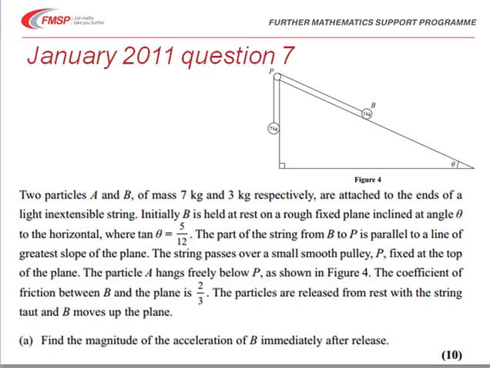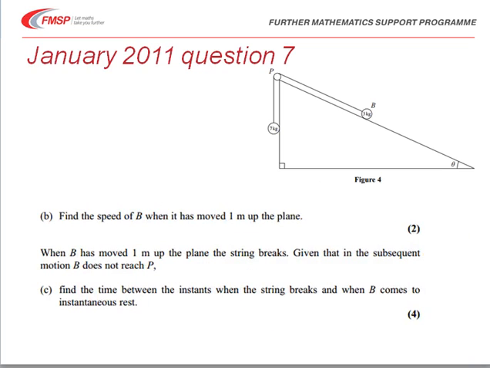Find the magnitude of the tension, and find the magnitude of the acceleration of B immediately after release. Now that's the first part of the question. Once we've got the acceleration, the question goes on to say, find the speed of B when it has moved 1 meter up the plane, and then says at that point the string breaks. Given that the subsequent motion of B does not reach P, so it's going to stay on the plane, find the time between the instant when the string breaks and when B comes instantaneously to rest.